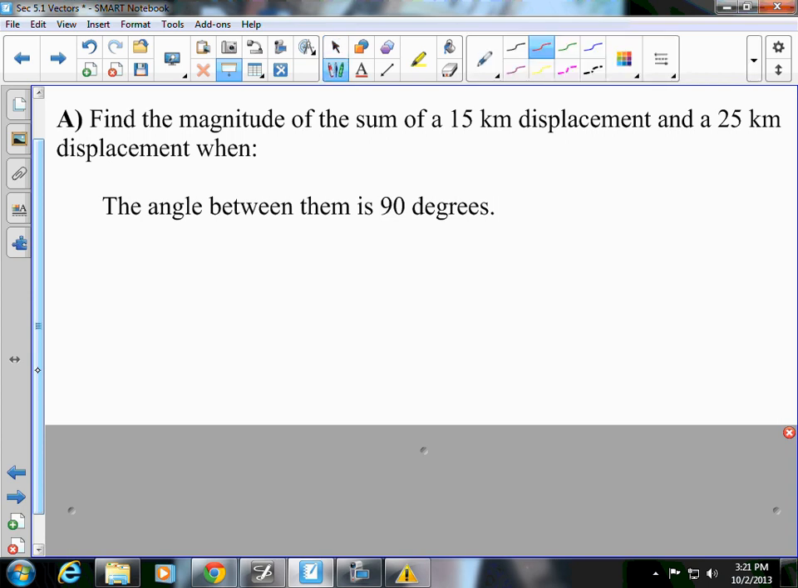Well, remember earlier we did tip to tail. So I'm going to go right here. This is 15. Here's my tip. Here's my tail. I'm going to go up. Here's 25 kilometers for each.